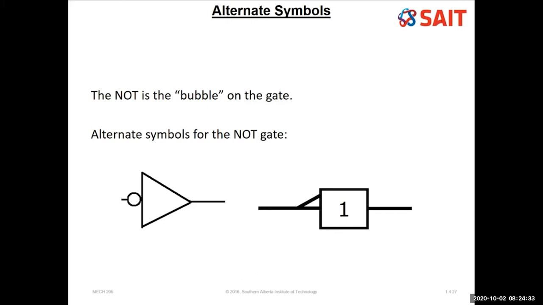I have incredibly rarely seen these symbols. I think people just do it to mess with our heads. Generally, you don't see these symbols, but technically they are just as valid as the traditional way we have these symbols, with a bubble at the other end or the triangle at the other end.